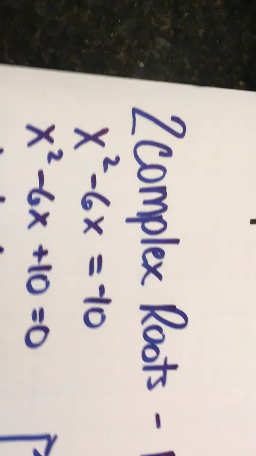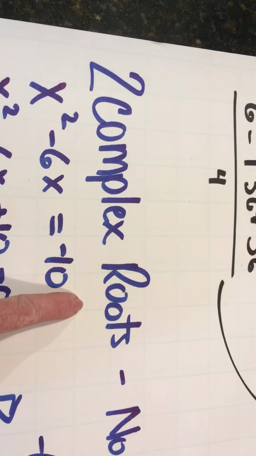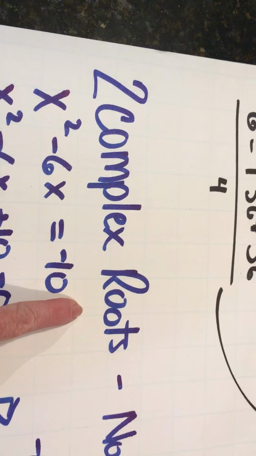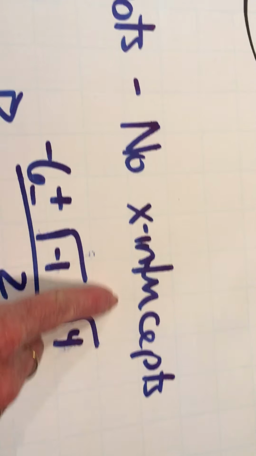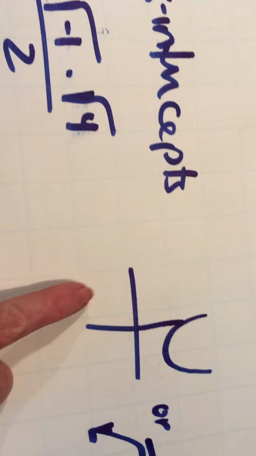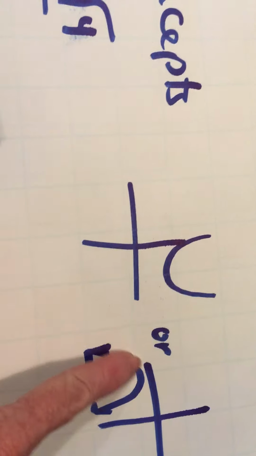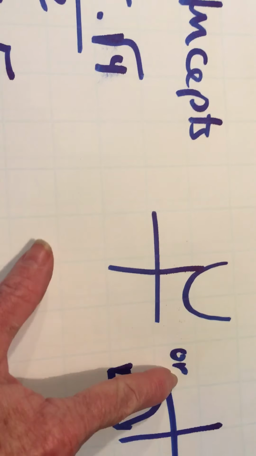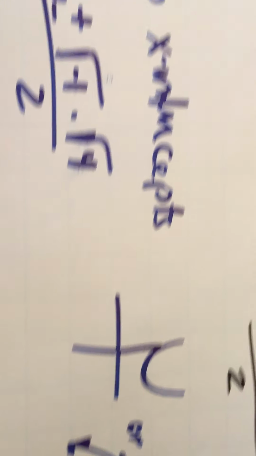Okay, the last one is we're going to have two complex roots, which, when we have complex roots, remember we said there was a real part and an imaginary part, which means there's going to be no x-intercepts. If you were to graph these, they're either going to open up like this above the x-axis, or they're going to open down like this below the x-axis. So when you have complex numbers, you're going to have no x-intercepts. So let's do a problem like that.